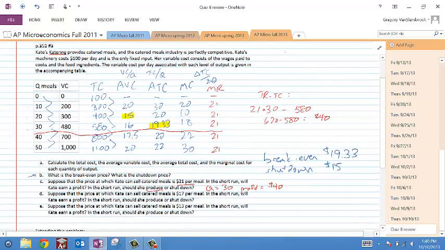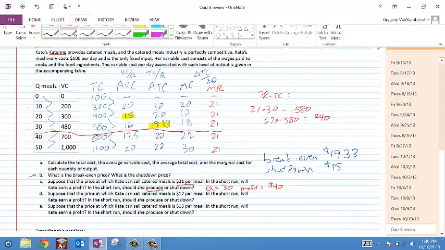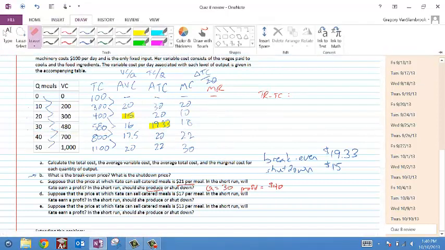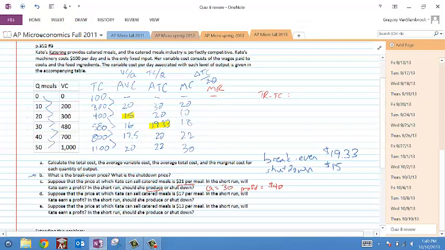Next, I'm going to go back and erase some of what we just did. Use some new numbers. If our marginal revenue is $17 per meal, the price is 17, or price is equal to marginal revenue in perfect competition, then we stop earlier. We stop here at 20 units. So quantity is 20.